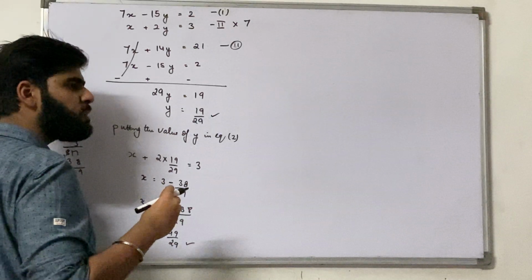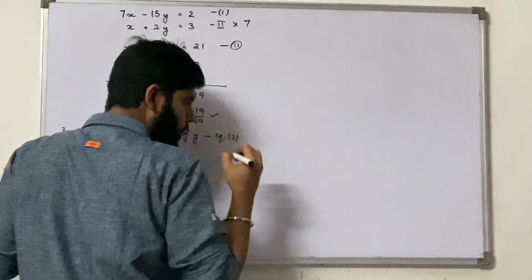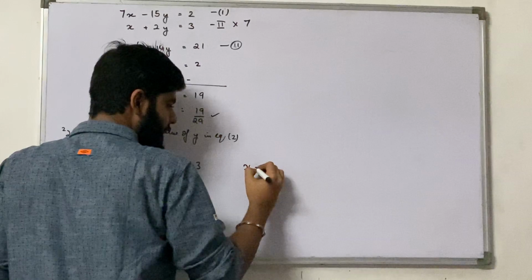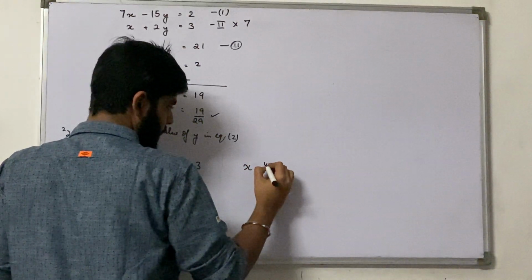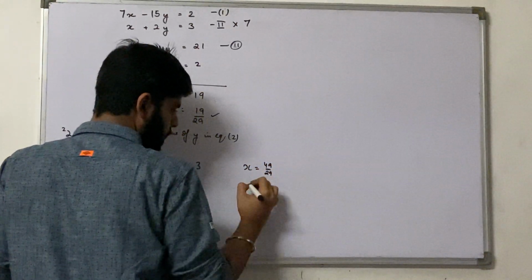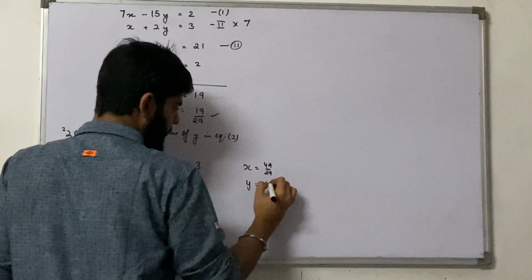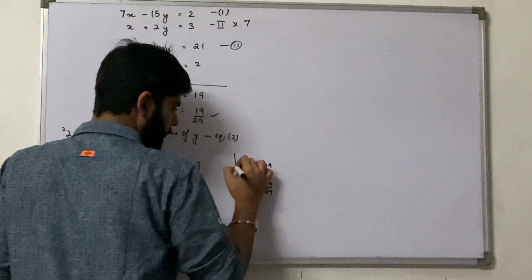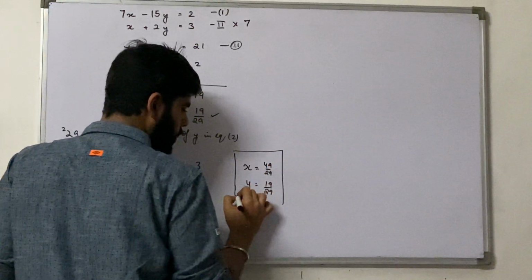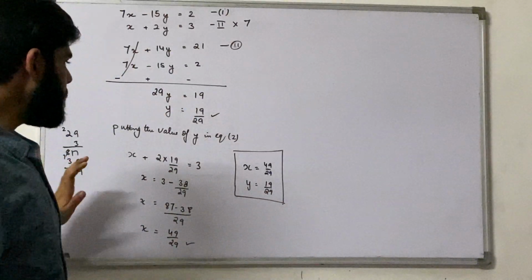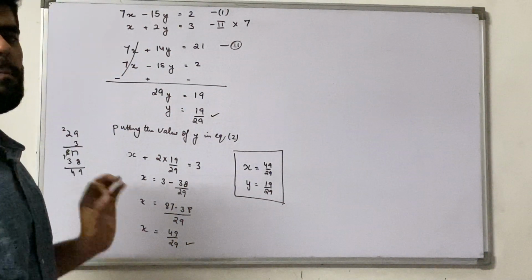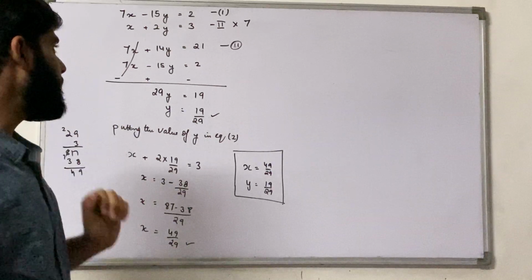With this, we have come out with both the values. Now, how will we express our answer? At the end of the question, you will write x is equal to 49 upon 29. You will write y is equal to 19 upon 29. And then you will draw a box around your answer. This is how you will fetch full marks in the examination.